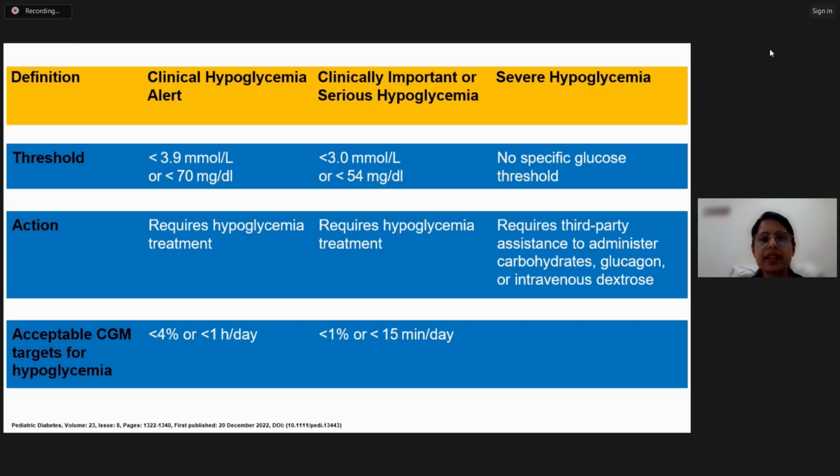Now, coming to the second category, which is clinically important or serious hypoglycemia, the threshold is less than 3 millimole per liter or less than 54 milligram per deciliter. This level also requires hypoglycemia treatment, and the acceptable CGM target for this range is less than 1%, or less than 15 minutes a day. Talking about severe hypoglycemia, there is no specific glucose threshold for this range. It is diagnosed as severe hypoglycemia when a person is not able to take action by themselves and requires third-party assistance to administer carbohydrate, glucagon or intravenous dextrose. That is the situation where we say this is severe hypoglycemia.